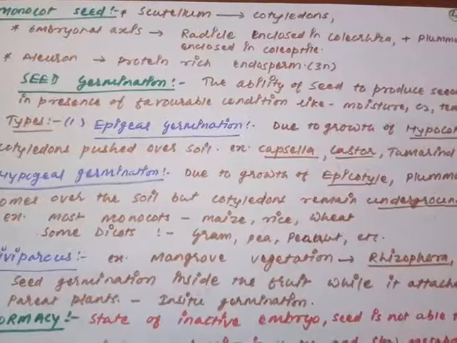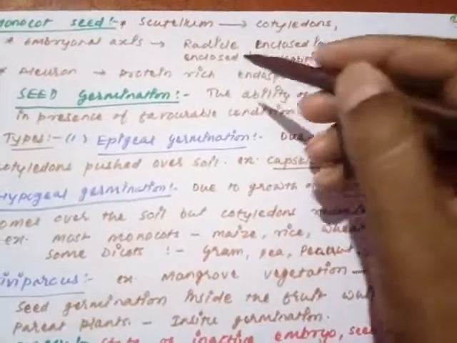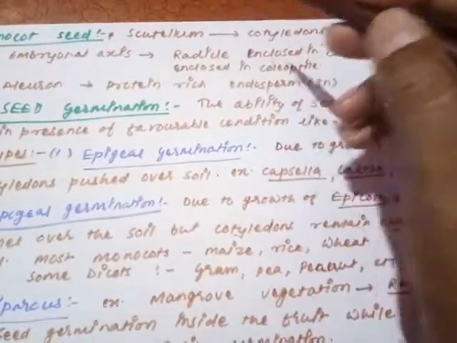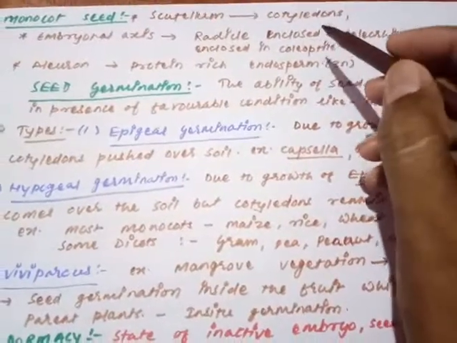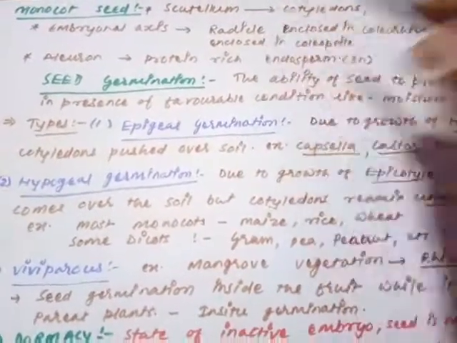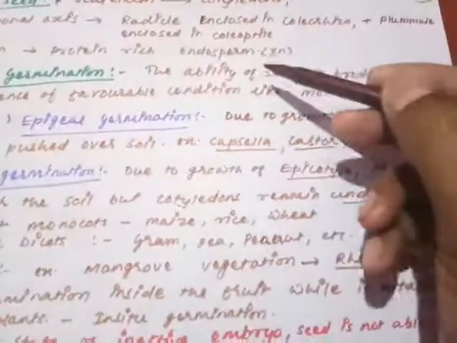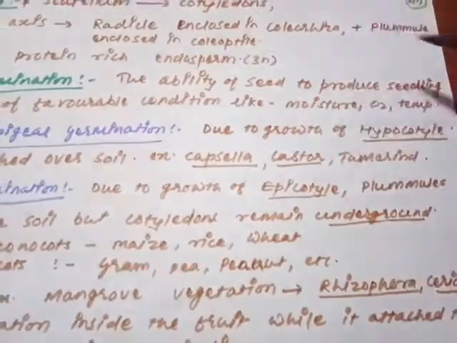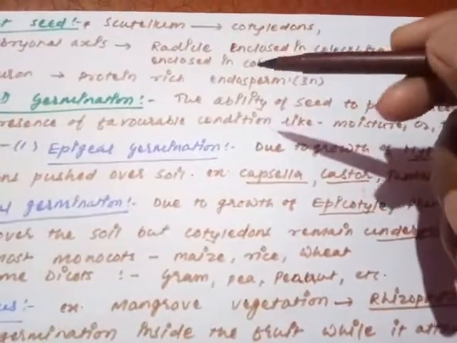After seeing the diagram of the monocot seed, remember these very crucial points, repeatedly asked in the examination. What is scutellum? Scutellum is actually the form of cotyledon present in the monocot seed. In monocot seed, the cotyledon is known as scutellum. The embryonal axis of the monocot seed has four structures: the radicle along with the coleorhiza, which encircles the radicle, and the plumule along with the coleoptile. The coleoptile encircles the plumule, and the coleorhiza encircles the radicle.